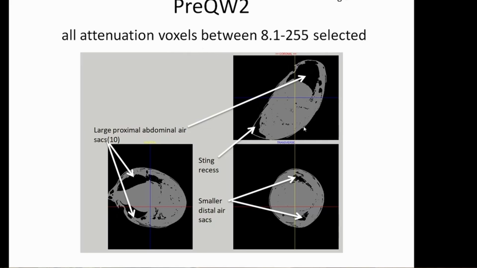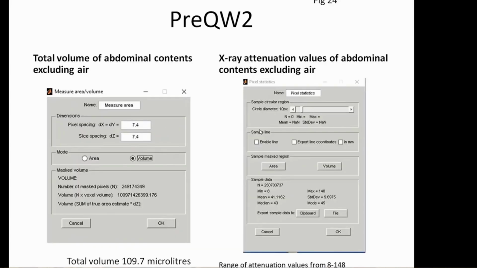We then asked the software to select all the voxels that varied between 8 and the upper limit of normal. This is 8-bit data, and we successfully could select the abdominal contents but not the other structures containing air, either air sacs or air in the sting recess. And doing that, this particular wasp had a total intra-abdominal contents of just under 110 microliters.